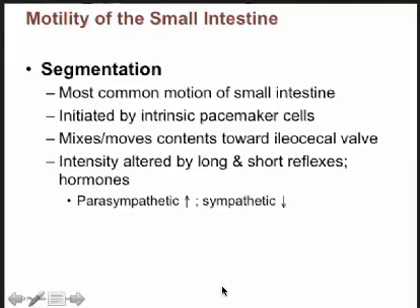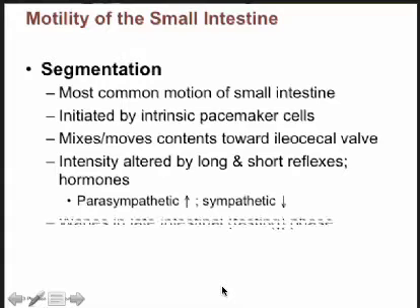And remember just the nicknames for these 2 divisions of the autonomic nervous system if you want to keep in your head what promotes and what retards GI motility, right? Parasympathetic division, rest and digest. Sympathetic division, the fight or flight division.